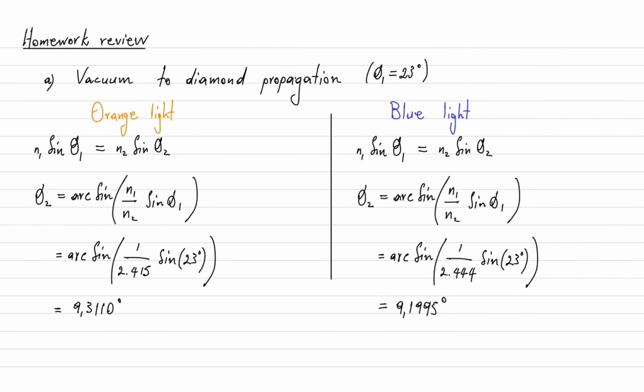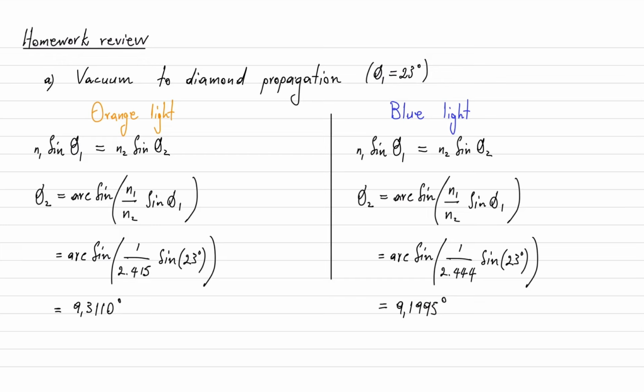In the homework, you were given a scenario where two light beams, both incident to diamond, coming from the vacuum, are incident to diamond at an angle of 23 degrees. The one light is orange light, while the other one is blue, hence it has a shorter wavelength. Remember, orange light has a longer wavelength, while blue light has a shorter wavelength.